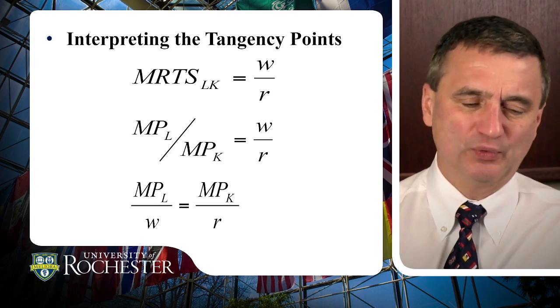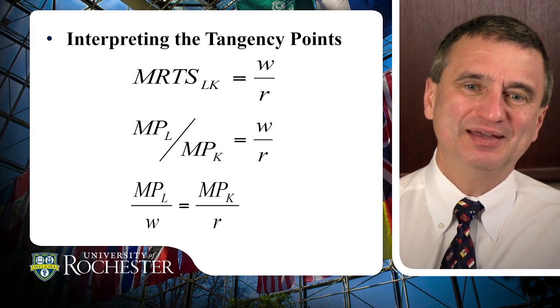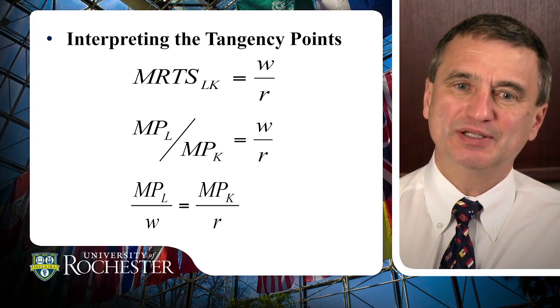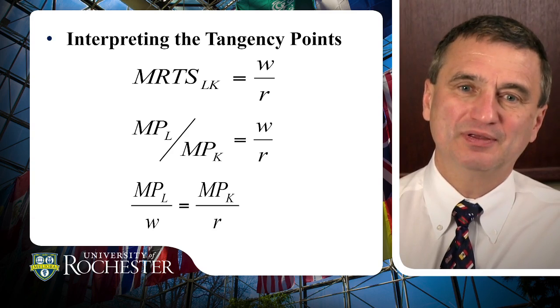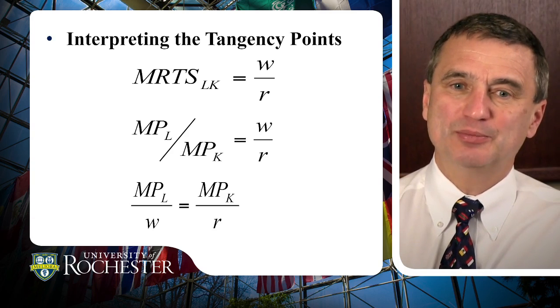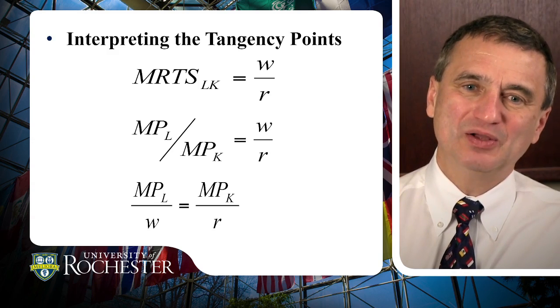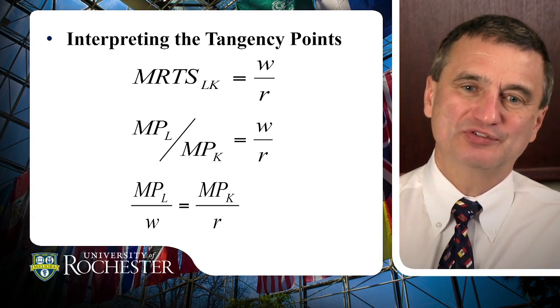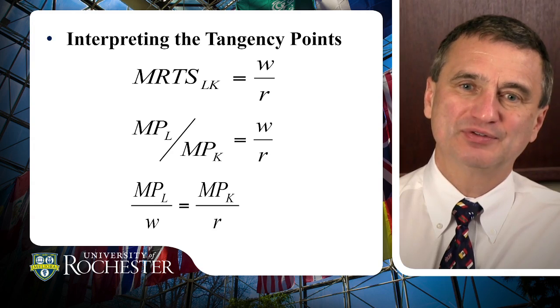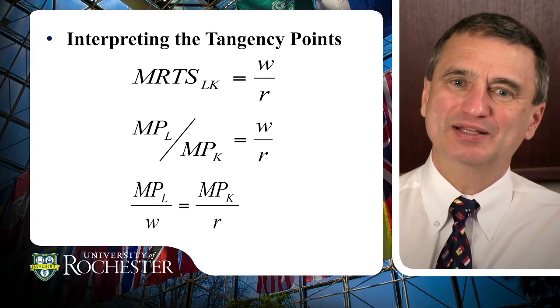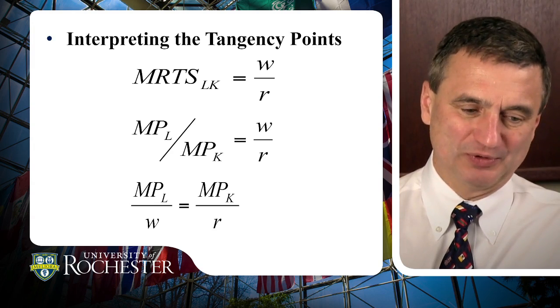What do these two final ratios mean? Say we're using labor where its marginal product is 10 units of output, and the wage rate of labor is $5 per unit. What MPL over W means is to get 10 additional units of output, we're spending $5. So per dollar we spend on labor, we're getting 2 units of output.